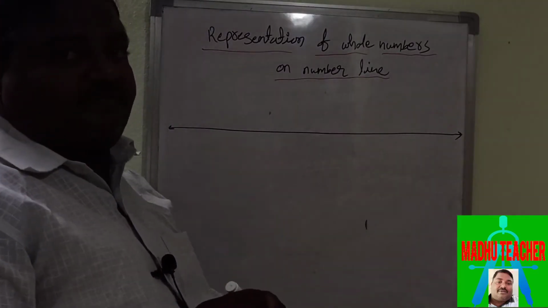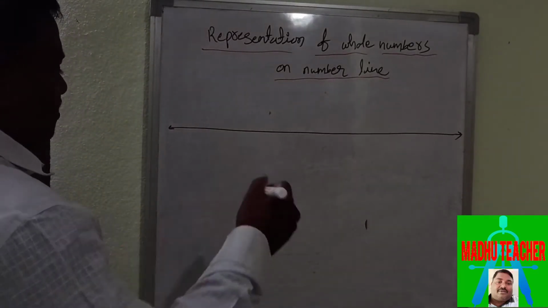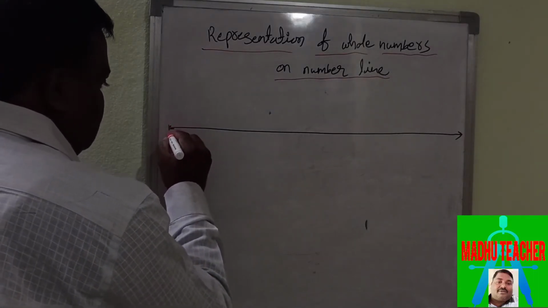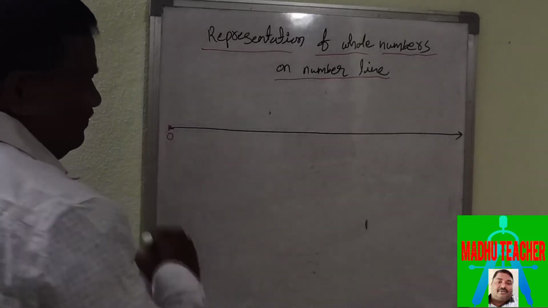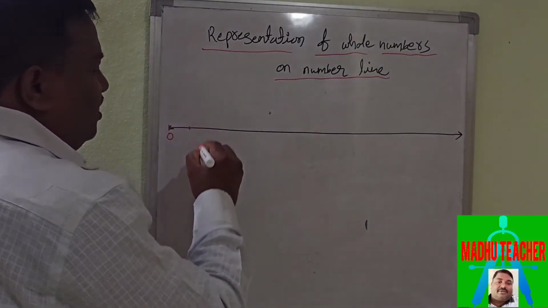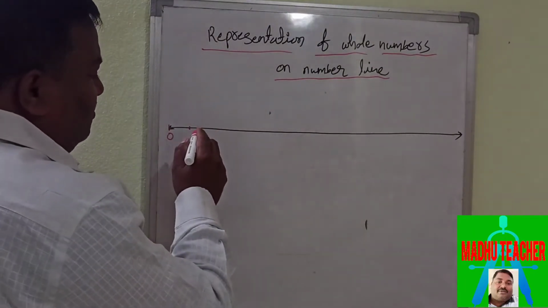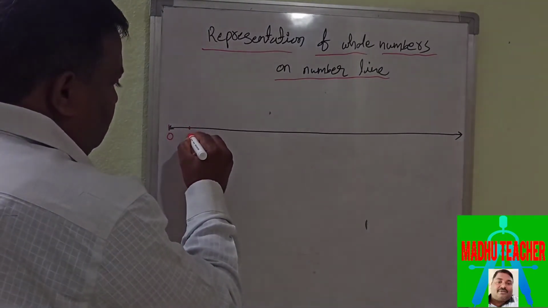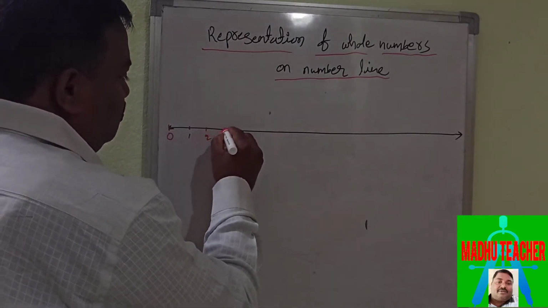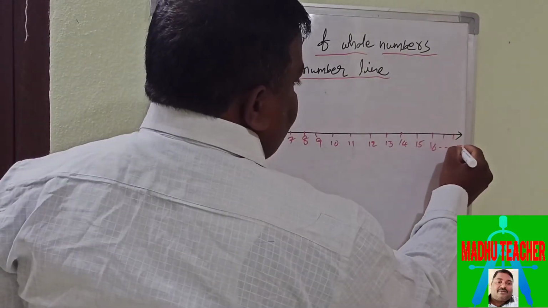It is a line. So mark a point at the start, that is at the left, the last left. Mark it as 0. Then put another mark with equal distance. Let us call it 1. Then continue 2, 3, and so on.